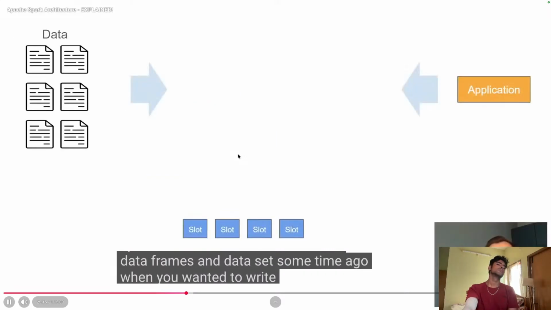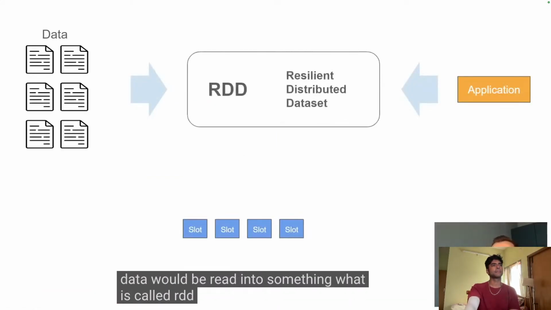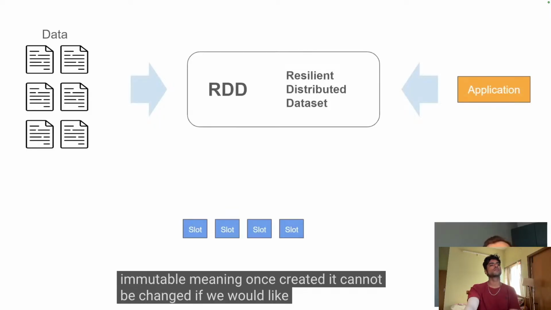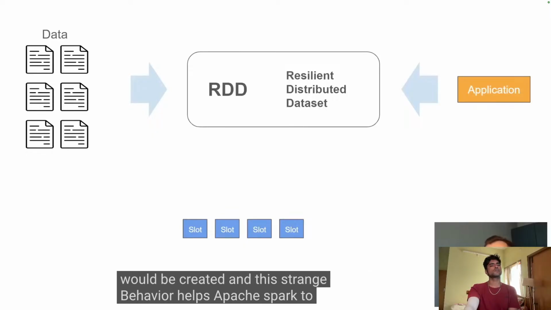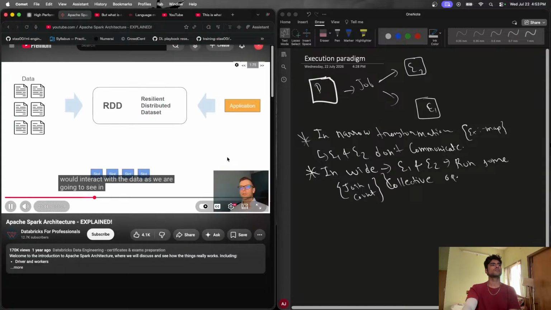Some time ago, when you wanted to write an application which does something with the data, that data would be read into something called an RDD, resilient distributed dataset. And resilient means that it's immutable, meaning once created, it cannot be changed. If we would like to do something with the data, then a new RDD would be created. And this strange behavior helps Apache Spark to achieve fault tolerance. And then our application would interact with the data, as we are going to see in a second, through the RDD API.